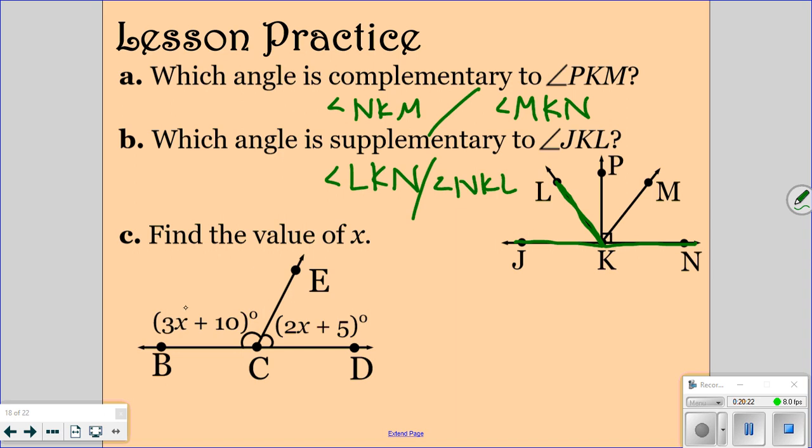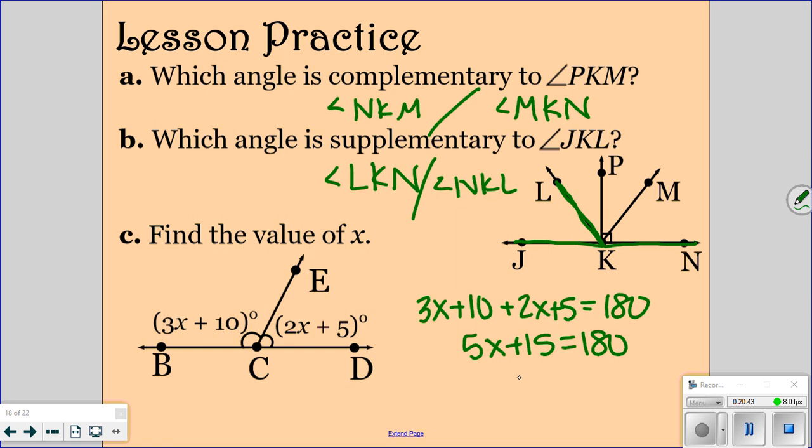For the third one, these two are a linear pair, and so that means they add up to 180. So 3x plus 10 plus 2x plus 5 has to equal 180. So if we add over here on the left side, we get 5x plus 15 equals 180. So then we can subtract 15. So 5x would equal 165. And if you divided 165 by 5, x would equal 33 degrees. So that would be your answer for those three.